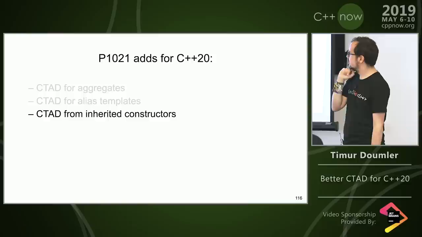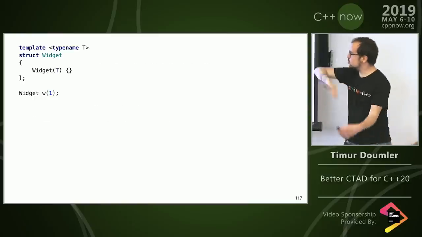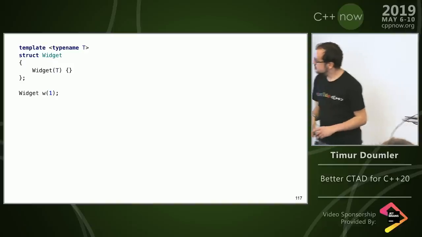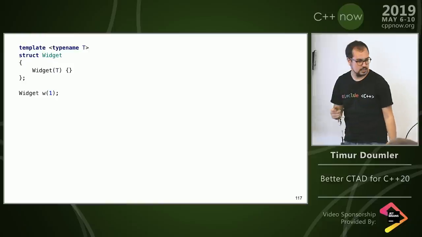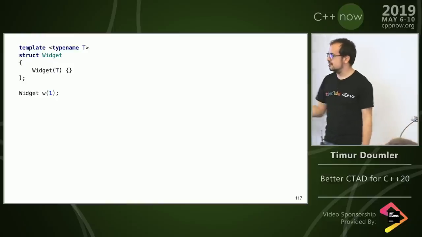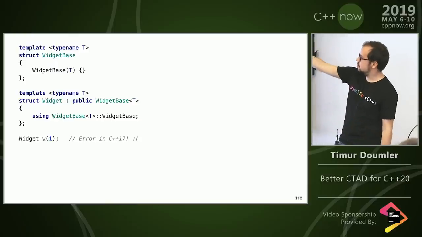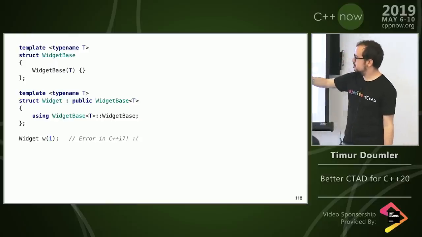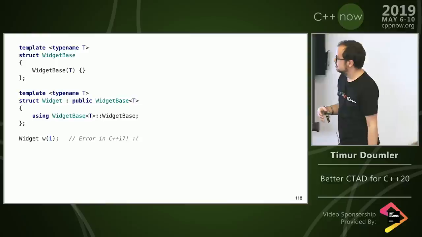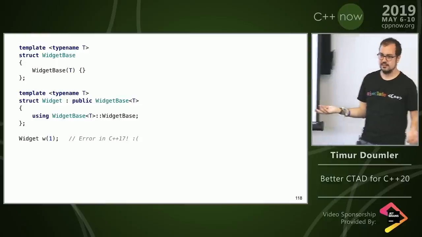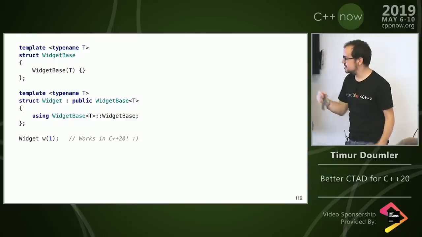So the third one is CTAD from inherited constructors. Let's go to the super simple case again. So this is obvious, CTAD works, right? We all know this. It's going to deduce widget int. Now, as an implementation detail, you want to do something like this where you have a base class which defines the constructor, and then you just inherit those constructors. And then in C++17, CTAD will break because this doesn't have any constructors and doesn't look into the base class. So in C++20, we're going to fix that as well.